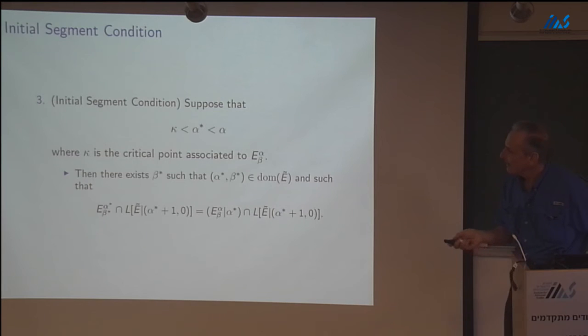But now there's a related condition called the initial segment condition. Suppose that you have an ordinal alpha star less than beta, where kappa is the critical point of this extender.